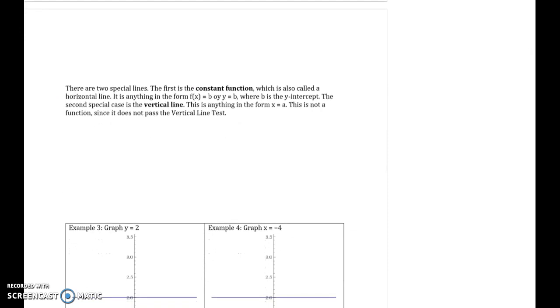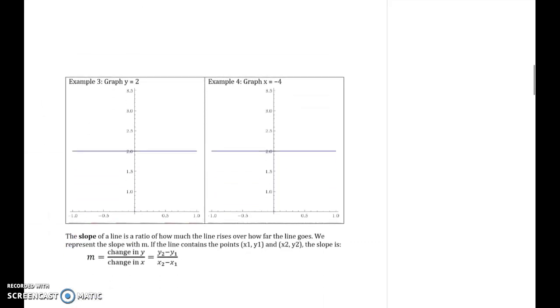All right, so there are two special lines. The first is the constant function, which is also called the horizontal line, and the second is the vertical line, and we are going to talk about that now. If I have to graph y equals 2, why do I have a horizontal line? Because when I have y equals 2, let's write it right there. I'm going to write that in blue.